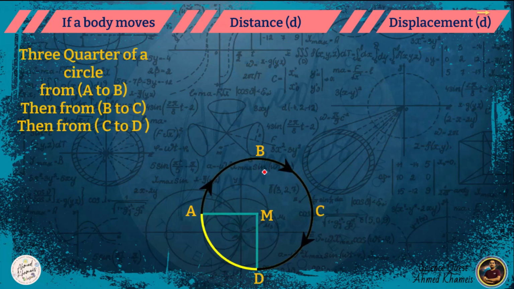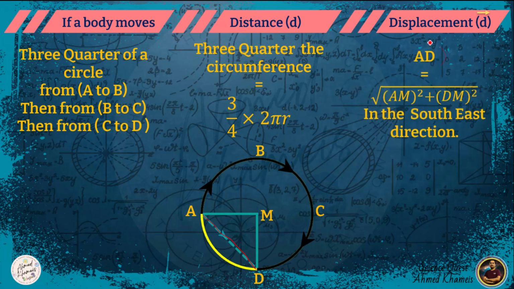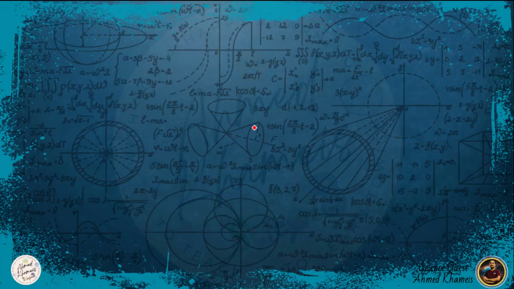And if the body moves 3/4 of a circle from A to B, from B to C, and from C to D, the distance will equal 3/4 of the circumference. And the displacement is a straight line from start point to end point, so from A to D. Again we use the Pythagoras theorem, so the length of AD will equal the root of AM squared plus DM squared, in the southeast direction.